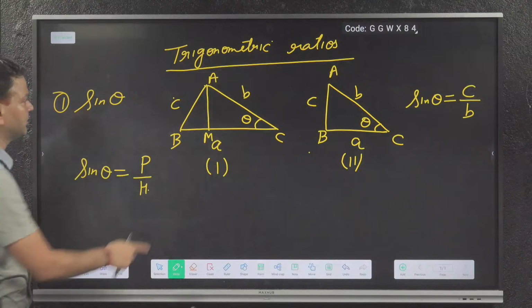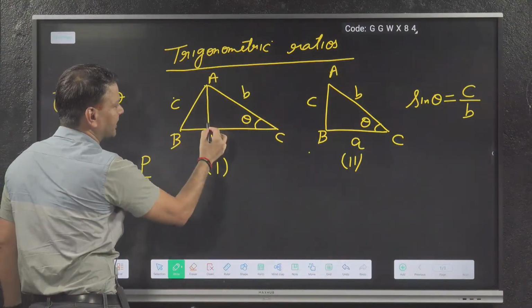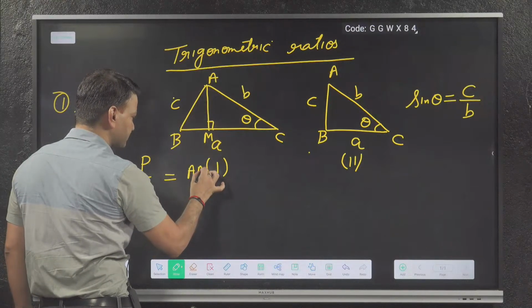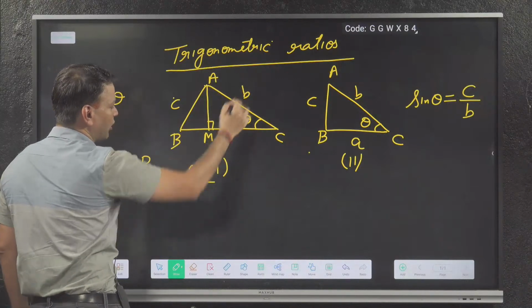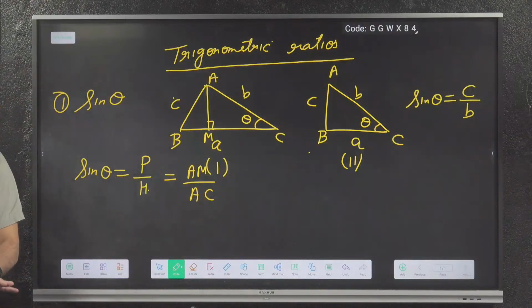Okay. Now this sine theta, what I can say? Now opposite side for this right angle triangle is what? AM. Now in this I can say AM upon, what is the hypotenuse now? B. B means AC. Everybody got or not?